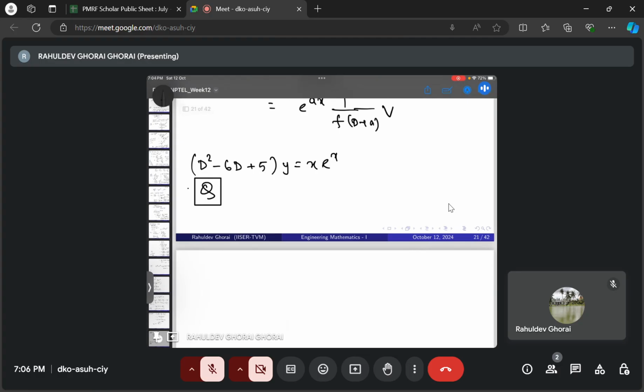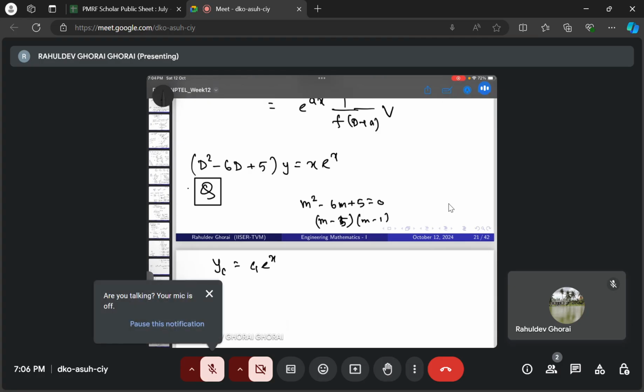Anyway, I will not write the complementary function or this yc, that all of you know, because this auxiliary equation will be m square minus 6m plus 5 is equal to 0. That implies m minus 5 times m minus 1. So it will be c1 e to the power x plus c2 e to the power 5x.